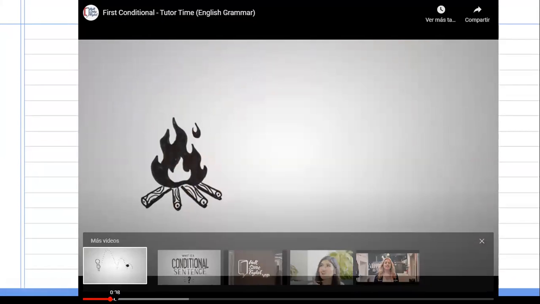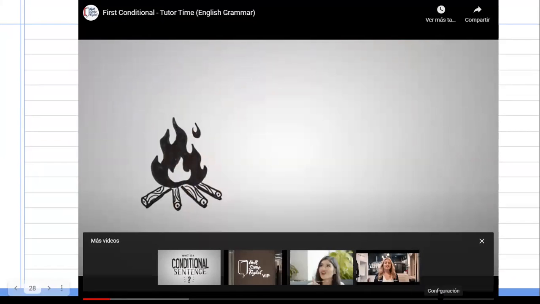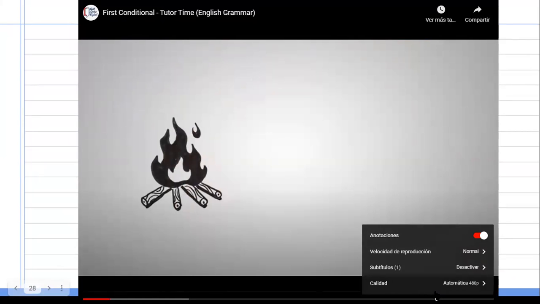Creo que me sale el subtítulo demasiado abajo. A ver. Configuration.